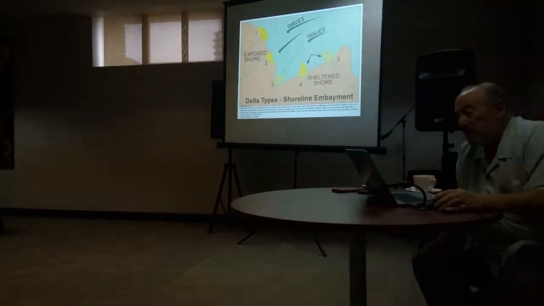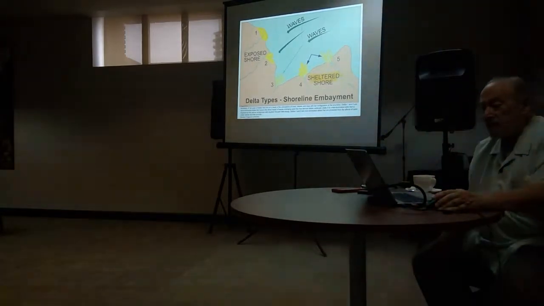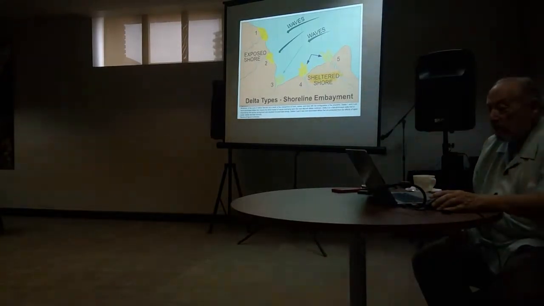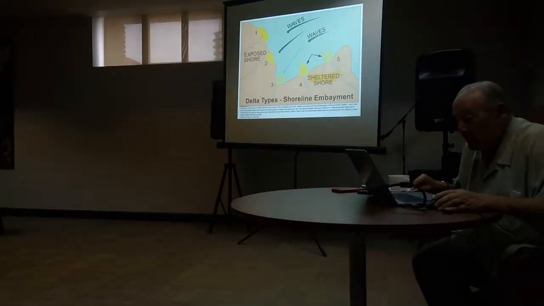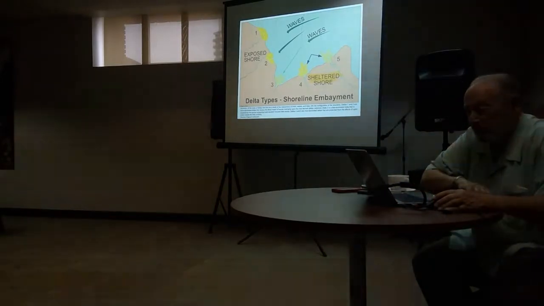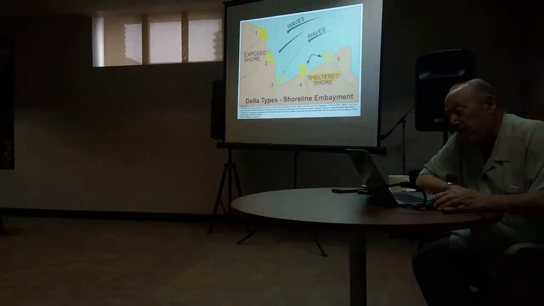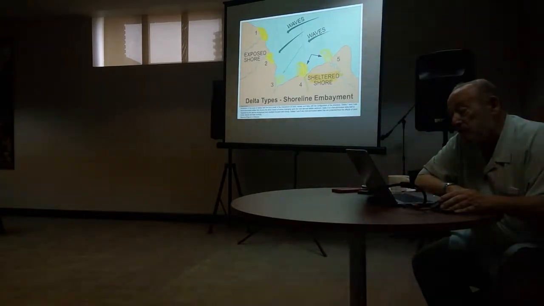If you've got kind of a sheltered shoreline, where there's no wave action, no tidal action, that's when your river dominates deltaic sedimentation. So you have a river coming in bringing delta sediment to the shoreline and nearshore area.